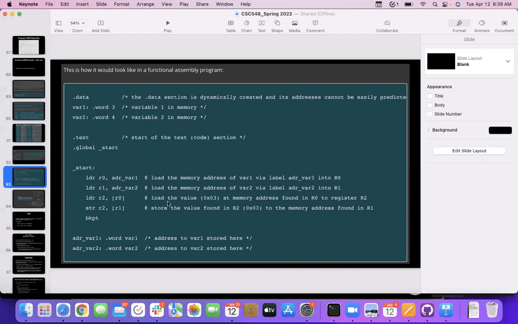So this is where the program actually lives. So we're going to load. Remember, loads go from memory into a register. So we're going to load into a register whatever lives at the address of var1. And notice down here is the address of var1. So the address of var1 is stored here, the address of var2 stored here.